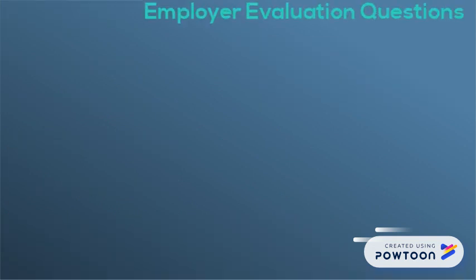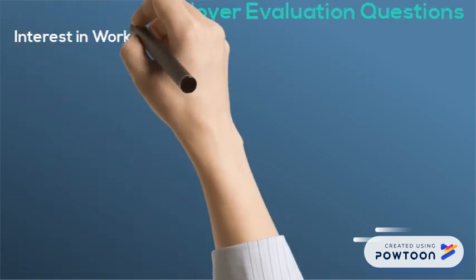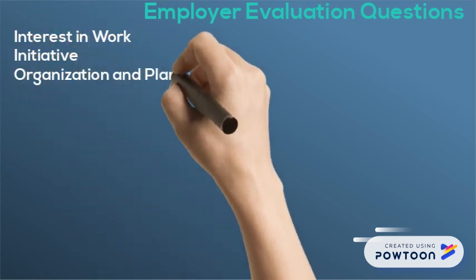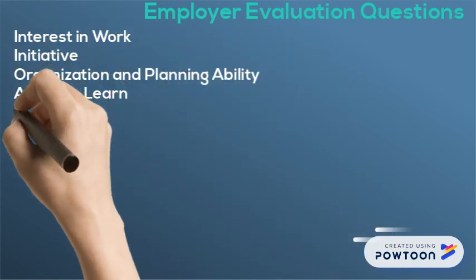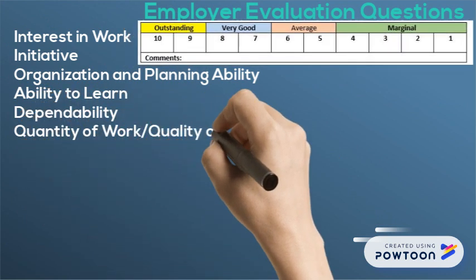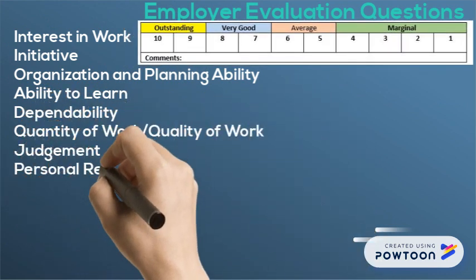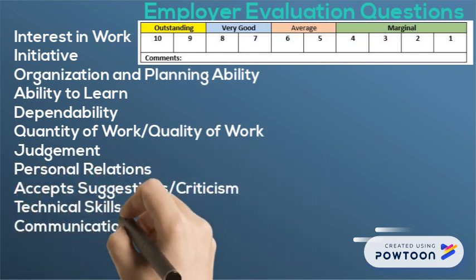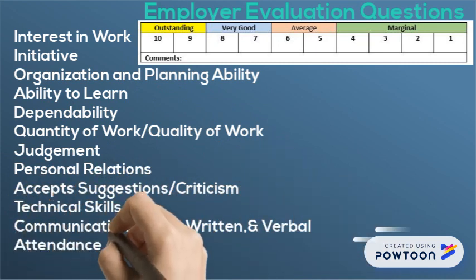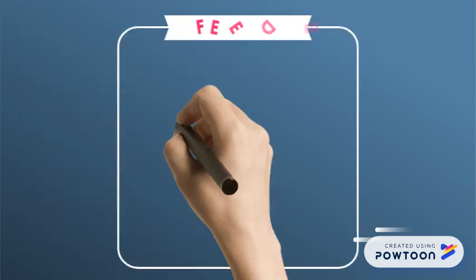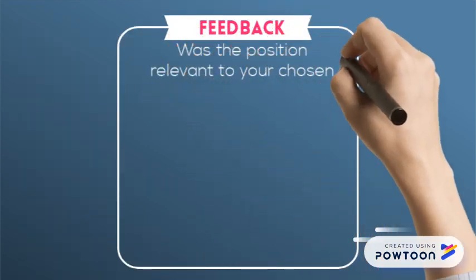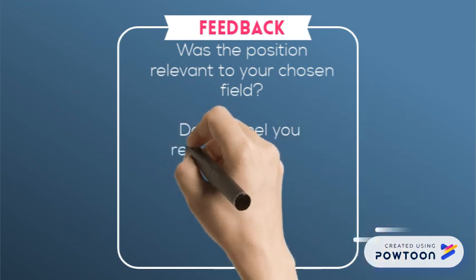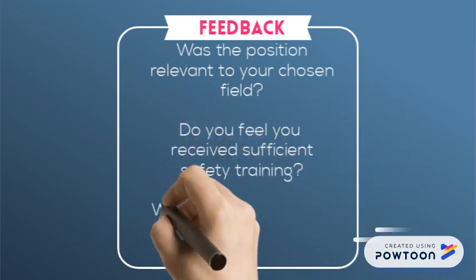An interim evaluation is presented to the co-op supervisor at week 5 and a final at week 14 to 16. The evaluations are identical. Student skill areas are assessed on a scale of 1 to 10, 10 being the highest. The evaluation asks for feedback in regards to 15 performance areas, from interest in work to overall performance. General questions pertaining to proper safety training and career relevance are posed in the student feedback section.